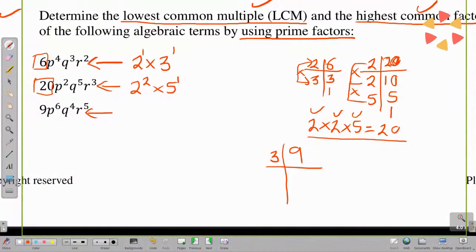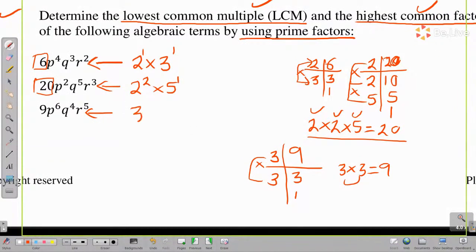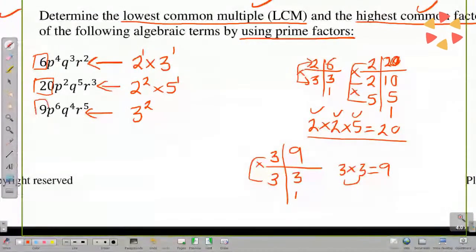So 3 into 9 is 3. Again, 3 will go into 3 to give us a 1. So you can find 9 by multiplying 3 times 3. 3 times 3 gives me a 9. But 3 times 3 is the same as 3 squared. So 9 is 3 squared. Are you with me? So these are the prime factors of 6, 20, as well as 9.